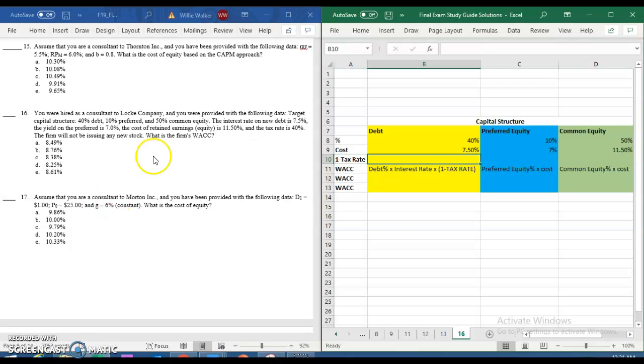For the debt portion of our capital structure, we have to account for the tax deduction that we're allowed to take on our interest. So we want to get 1 minus the tax rate, and that's what we're going to drop here. So I'm just going to say equals 1 minus the tax rate, which is 40%, 0.40, and that's equal to 60%. So in essence, this portion of the capital structure is capturing 60% of the total cost.